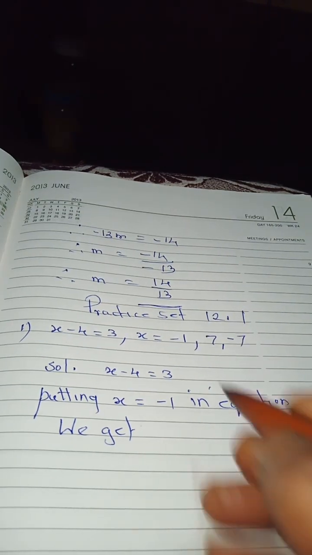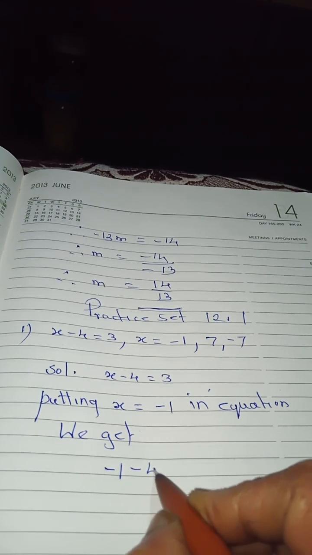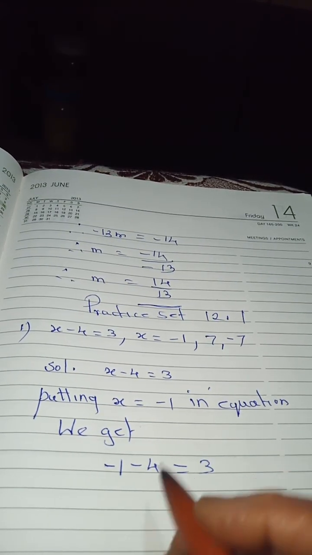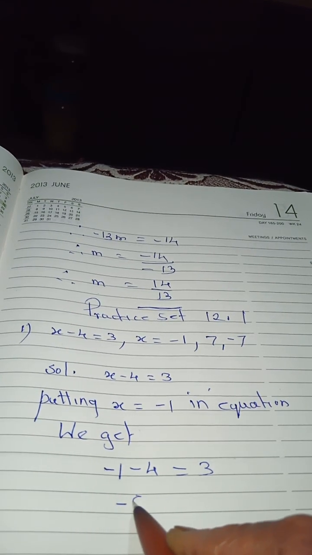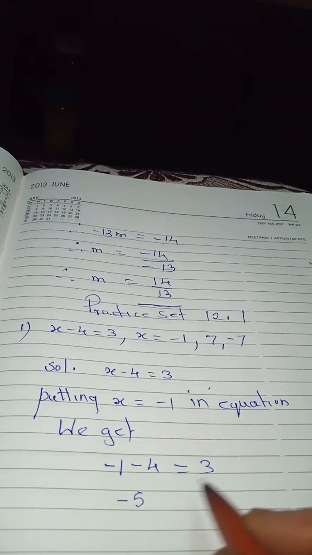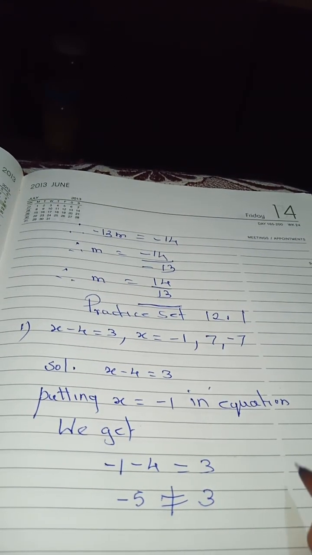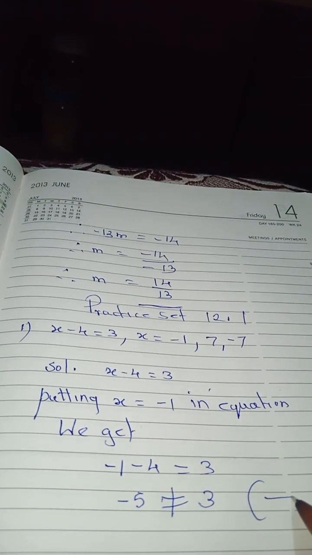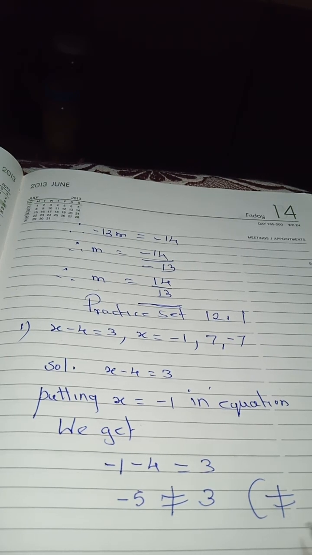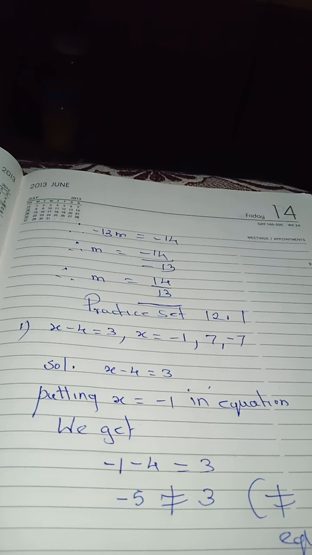See here, in place of x you can write minus 1 minus 4 is equal to 3. Now minus 1 and minus 4 you have to add, and it becomes minus 5, which is not equal to 3. You understood? This sign is not equal to. You have to know this sign.